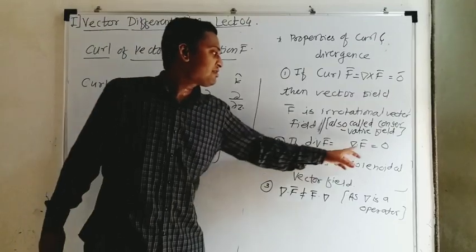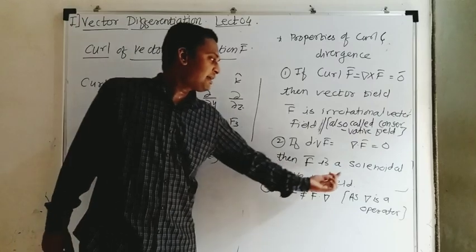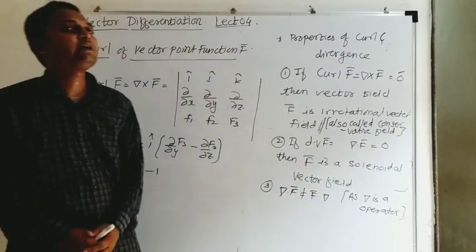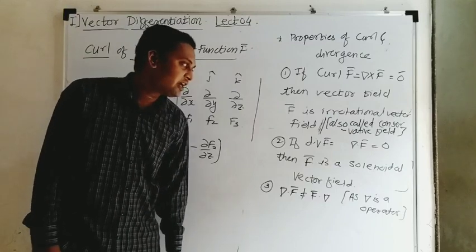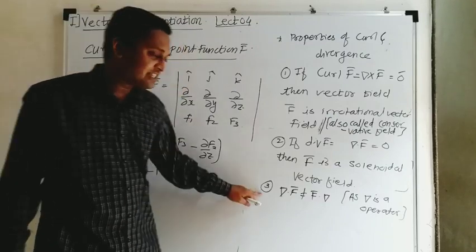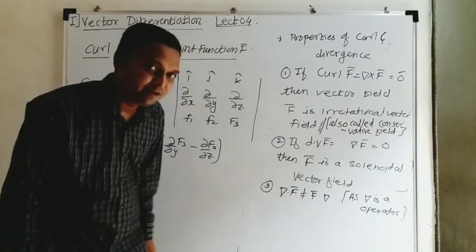Next, if the divergence of f bar, that is del dot f bar, is 0, which is a scalar quantity, then f bar is a solenoidal vector field. So whenever we obtain the divergence of some vector field as 0, that field is called a solenoidal vector field. And the last property, a very important one: del dot f bar is not the same as f bar dot del.